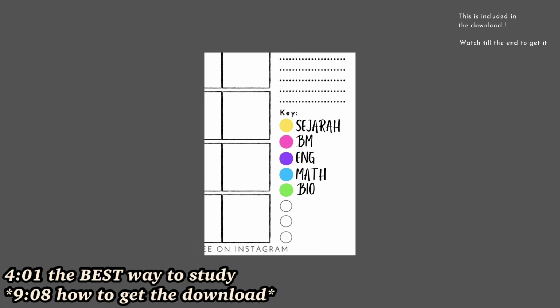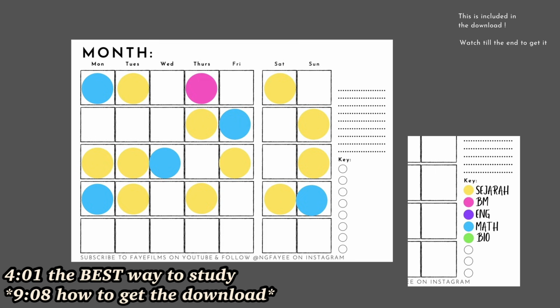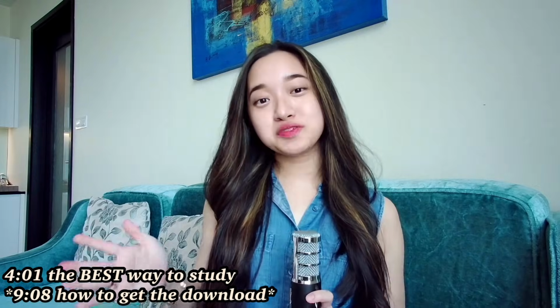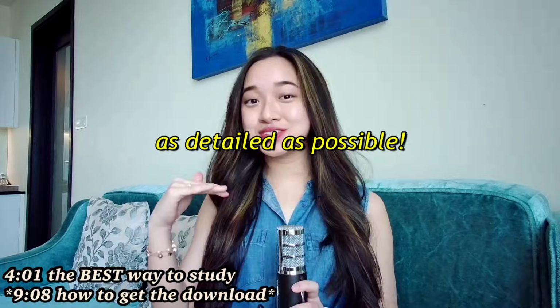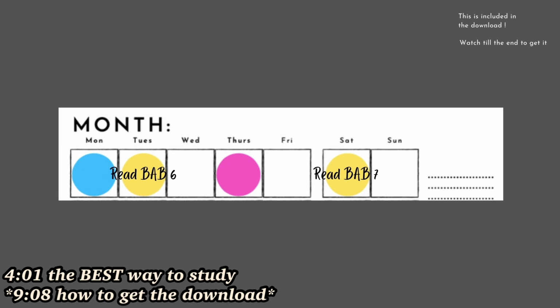Set a specific color for each subject when planning your monthly schedule. If your schedule is lacking that color, you know that you're neglecting that subject. On the other hand, if you want to focus on a subject, make sure that your schedule has more of that color. In your short-term plan, be as detailed as possible. Write down the pages you have to read, exercises you have to complete, and facts you have to memorize.